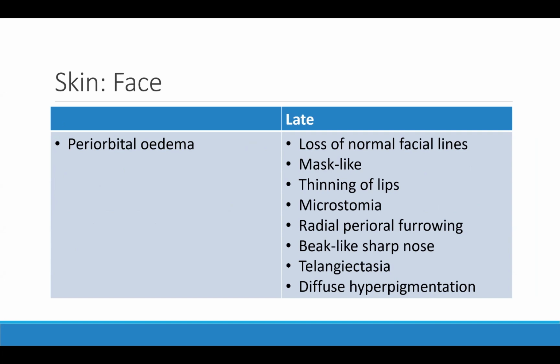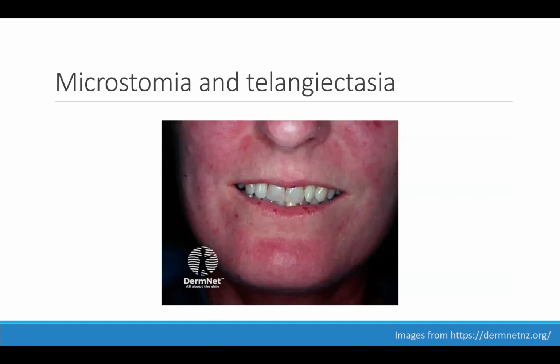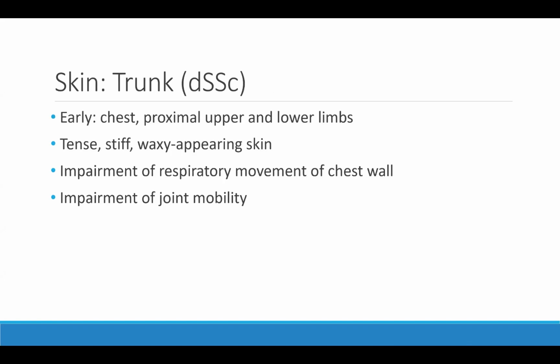On the face, there is usually periorbital edema in early scleroderma. For late changes, there is loss of normal facial lines, mask-like facies, thinning of the lips, microstomia, radial perioral furrowing, a beak-like sharp nose, telangiectasia, and diffuse hyperpigmentation. This is a picture illustrating sclerodactyly, microstomia, and telangiectasia.